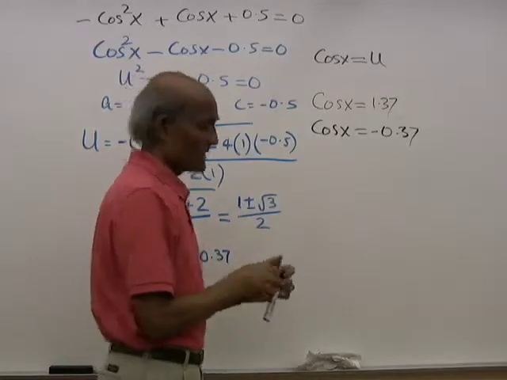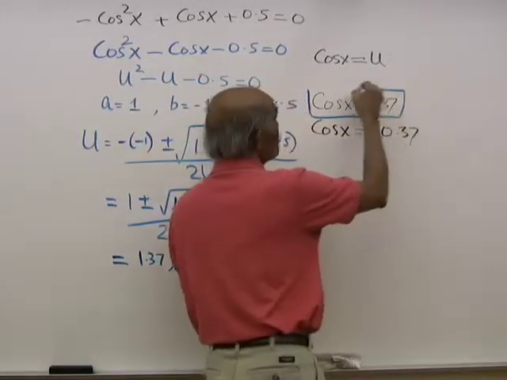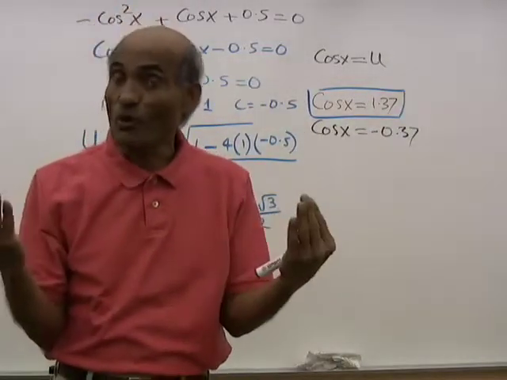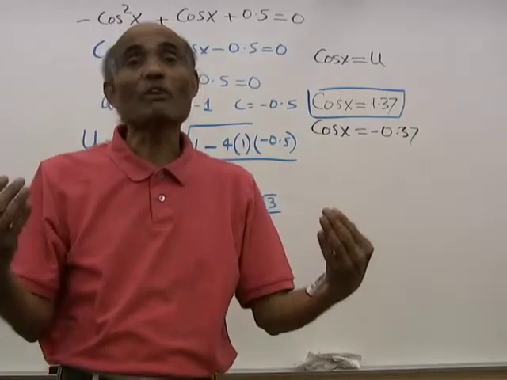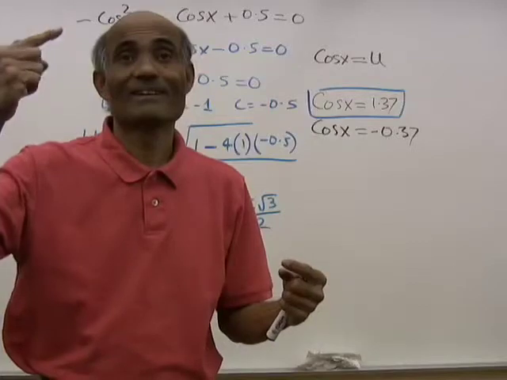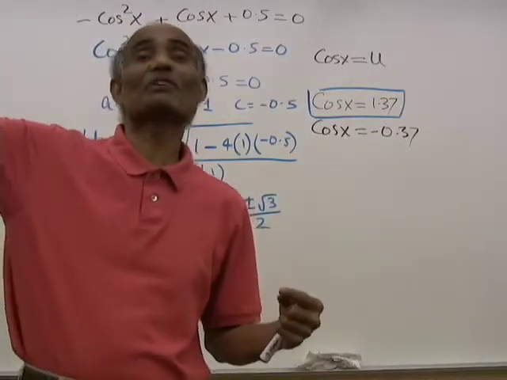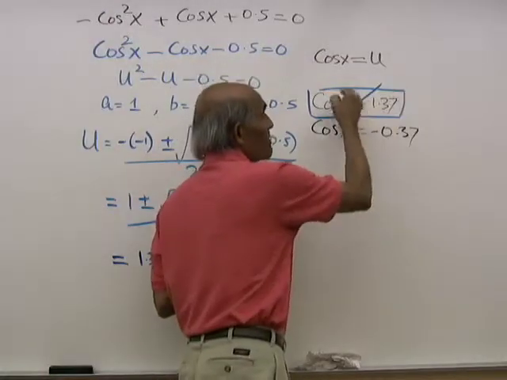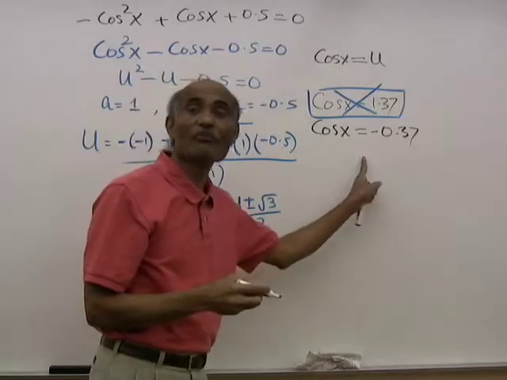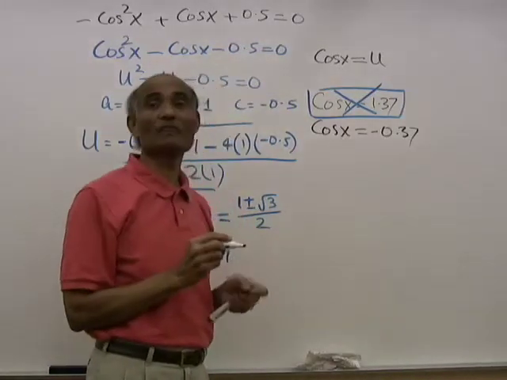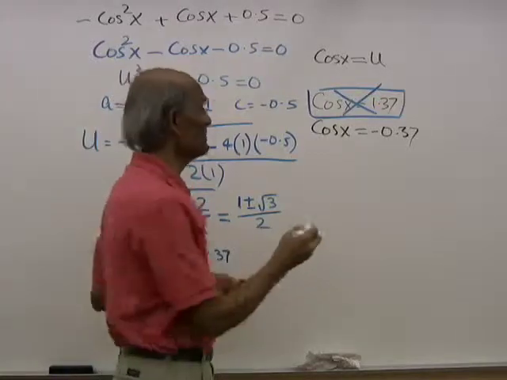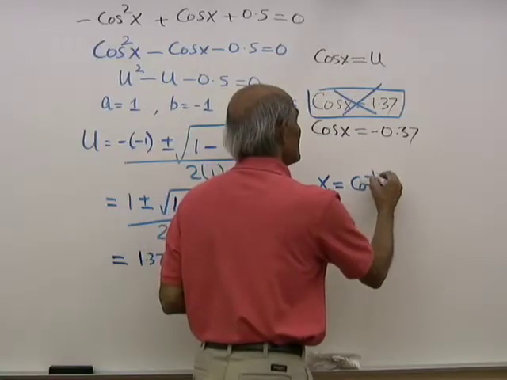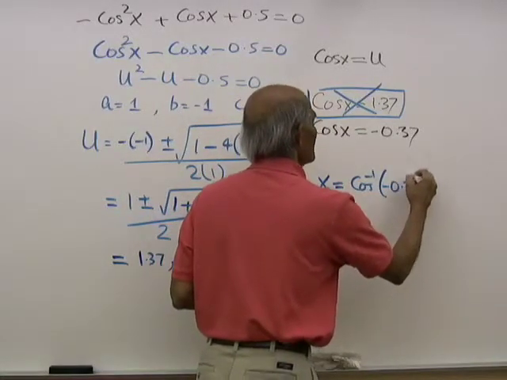But tell me, is this possible? Can cos of x be equal to 1.37? No. Why not? The maximum value of a cos function is 1. A cos function cannot be greater than 1. And so cos x equal to 1.37 cannot happen. So we don't deal with that. Therefore, we have only one value, cos x equal to negative 0.37. So we got to now find x equal to cos inverse of negative 0.37.